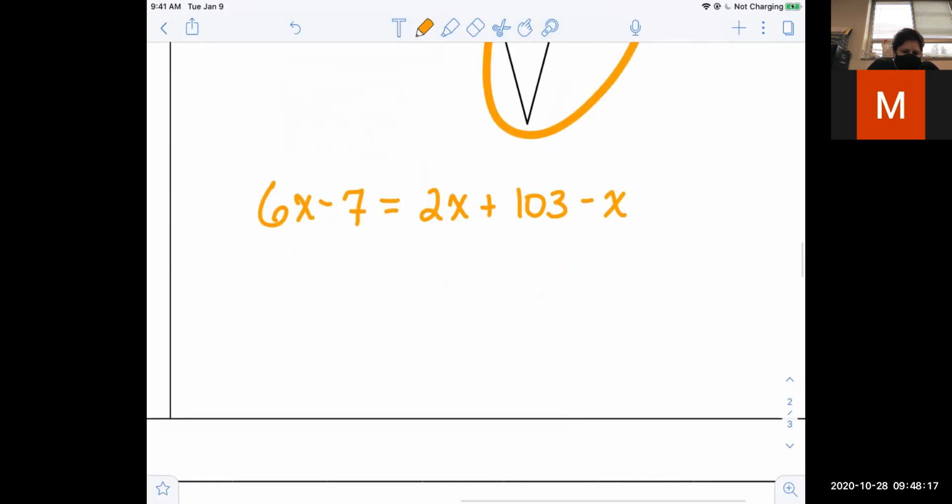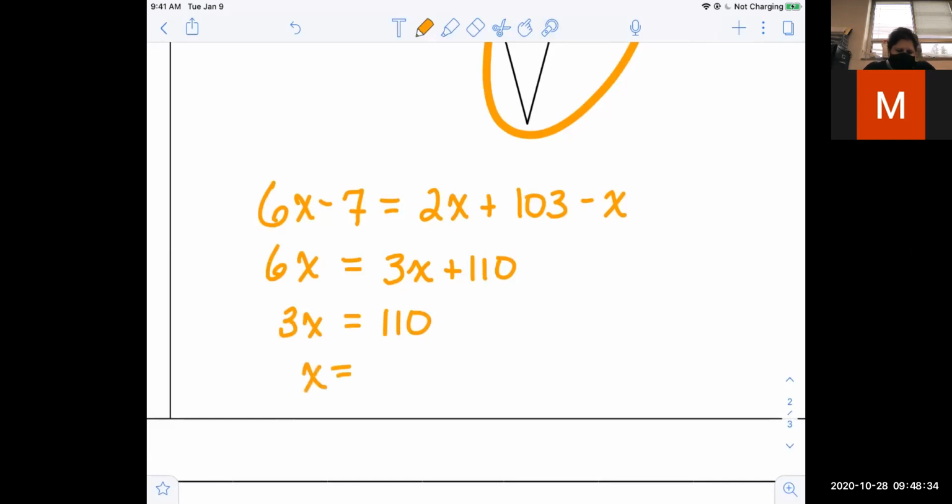All right, let's see. Let me go ahead and add the 7 over. And this is 3x plus 110. So subtract, and we'll get 3x equals 110. Oops, sorry, not 3x, 1x. Just focus for a second. 5x equals 110. It doesn't have to divide evenly, but usually it does. And that's 22.